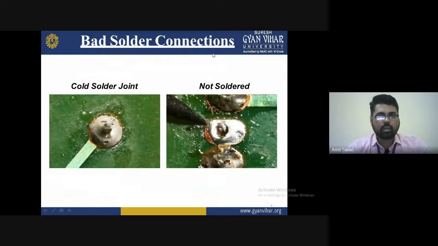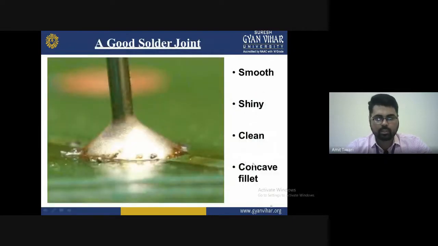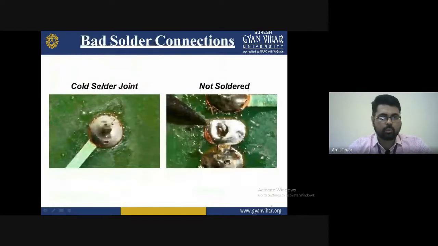Bad solder connection: if you are doing soldering, how can you identify what is a good solder and what is a bad solder? Just keep in mind the 4 points I've already discussed here. These are the 4 signs that show a good solder joint. So in this diagram you can see the cold solder joint and the not soldered joint.